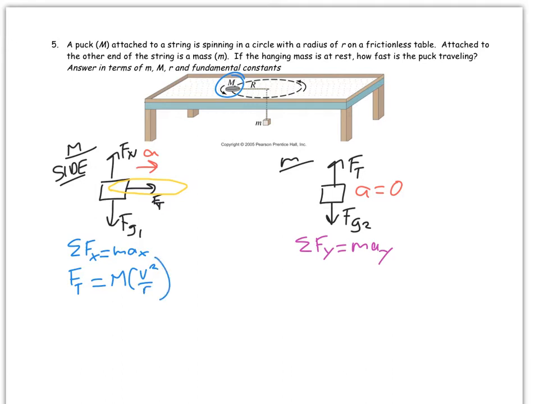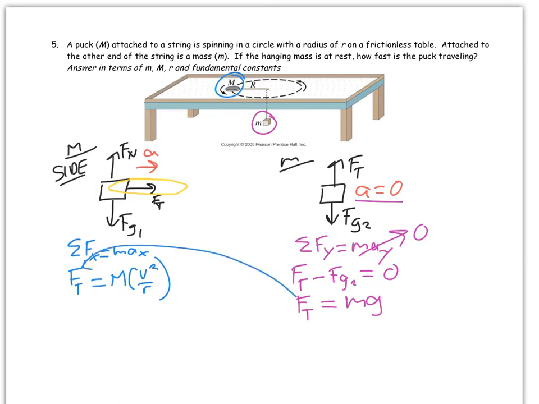Okay. For the other one, for the hanging object, we're going to have Ft minus Fg2, and that's going to be equal to 0 because my acceleration is 0. So I can say that Ft is equal to little m, the mass of this object, times g. I can now go ahead and combine those two equations, so I can substitute in Ft into my equation for the puck, and I can just say little m times g equals big M times v squared over r.